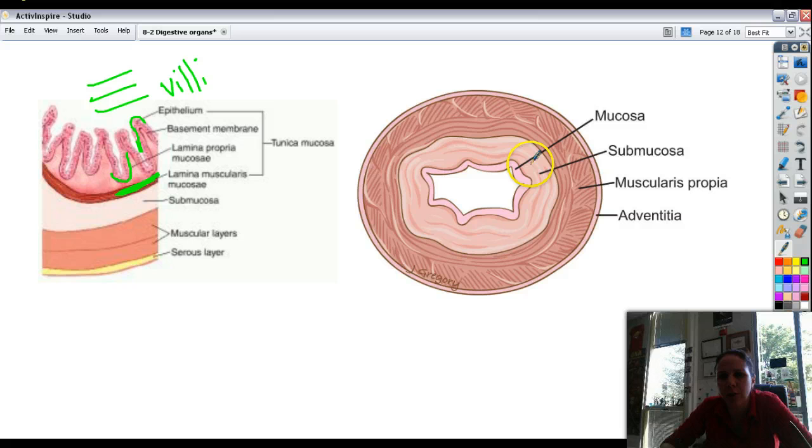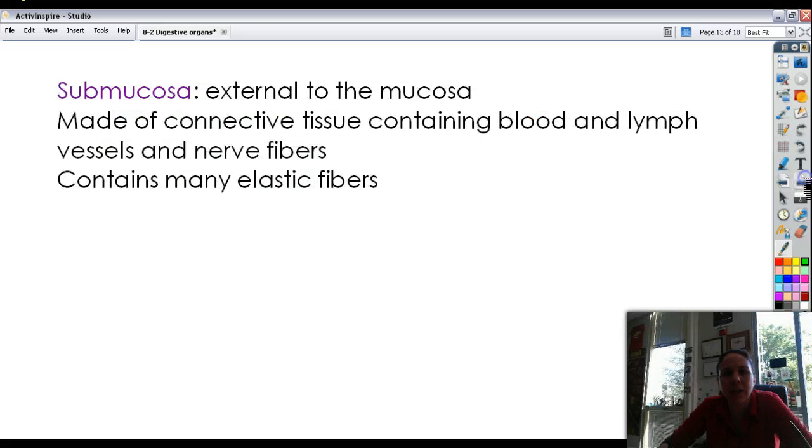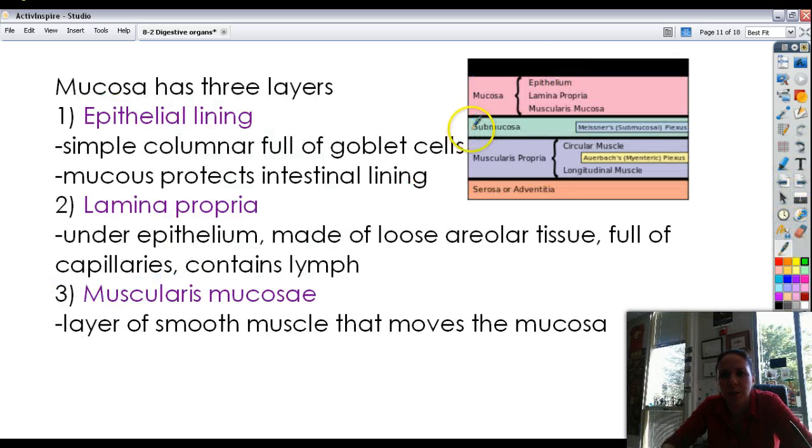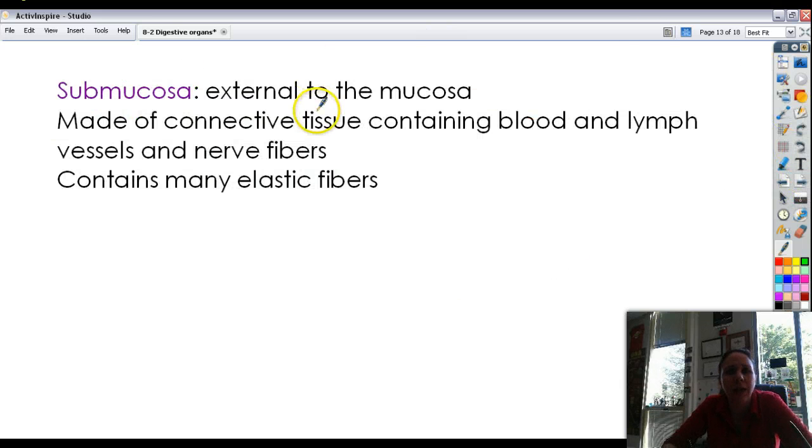Okay, now here's another little picture. So this is all three layers right there. Okay, next one, we have the submucosa. Sub means under the mucosa. Makes sense. So if I go back here for a second, here we are, the submucosa. So under the mucosa. And so this one is made of connective tissue, which makes it very strong. More blood, more lymph, vessels and nerve fibers. And so this is kind of what tells your head you're hungry, or your head tells your body to move things along. It has many elastic fibers as it is able to stretch and contract quite nicely.